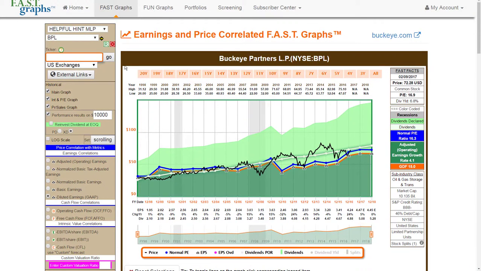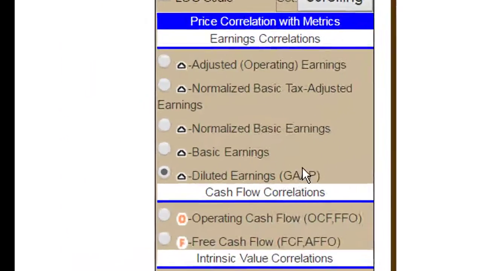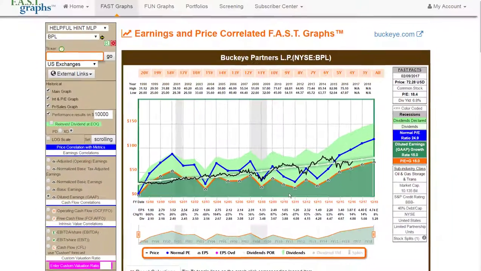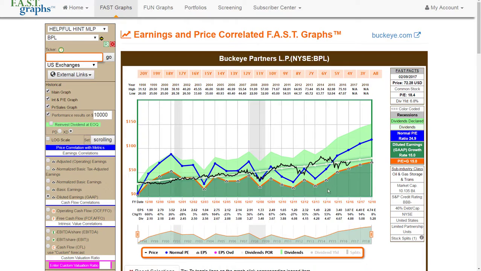So when I'm looking at that, I can look at adjusted operating earnings, for example, but they don't always tell you the story, as I'll illustrate later in the presentation. But I would also then always look at diluted or GAAP earnings. And as you can see in the case of Buckeye Partners here, there's not really a valuation reference with diluted earnings because there are some accounting adjustments being made here that you didn't see in operating earnings.